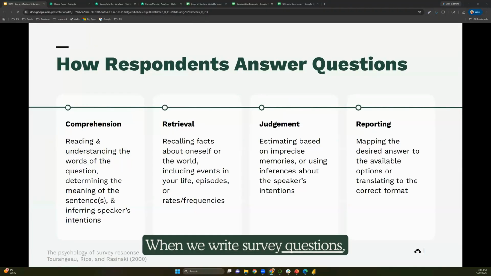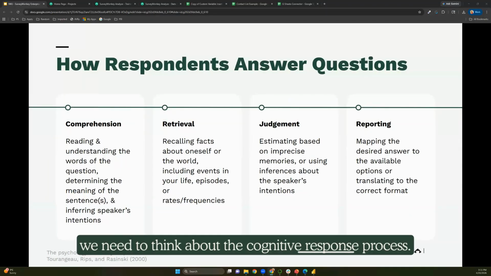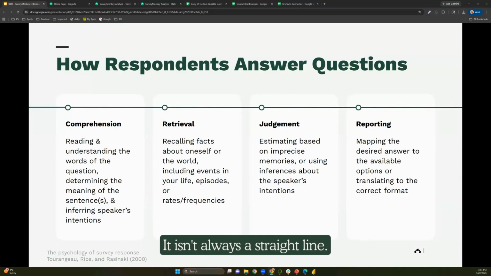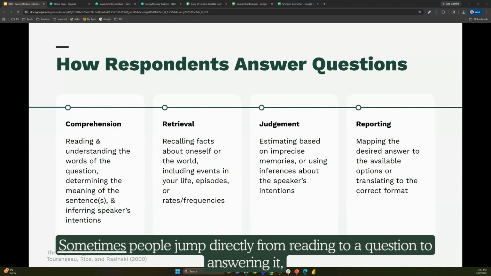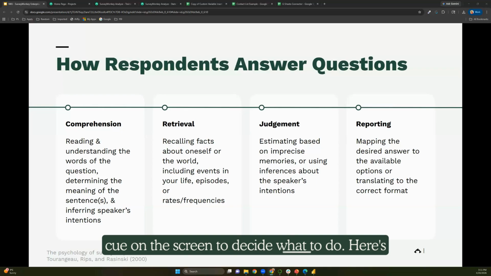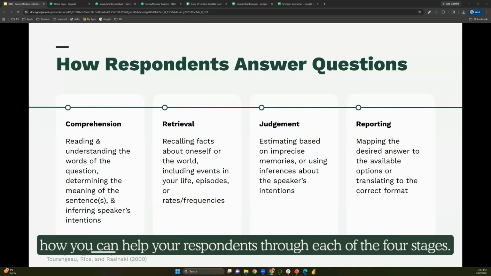When we write survey questions, we need to think about the cognitive response process. This is simply the mental path a person takes before they give us an answer. It isn't always a straight line. Sometimes people jump directly from reading a question to answering it, and they use every visual cue on the screen to decide what to do. Here's how you can help your respondents through each of the 4 stages.